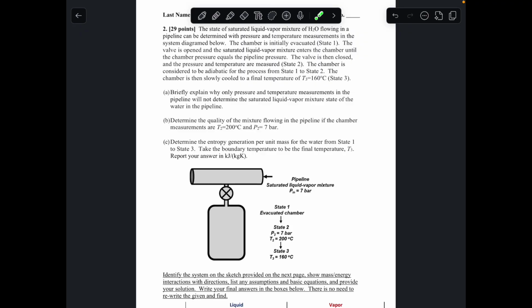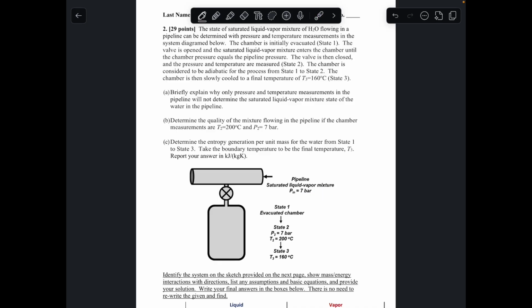All right, so part A says, briefly explain why only pressure and temperature measurements in the pipeline will not determine the SLVM state of the water in the pipeline. So what they're asking is, even if we know the pressure and temperature here, why can we not determine the state of the water in the pipeline? And the reason is because we are in the SLVM range. And we need to remember what the SLVM range actually means. But if we only have pressure and temperature in the SLVM range, we can actually have a variety of states.